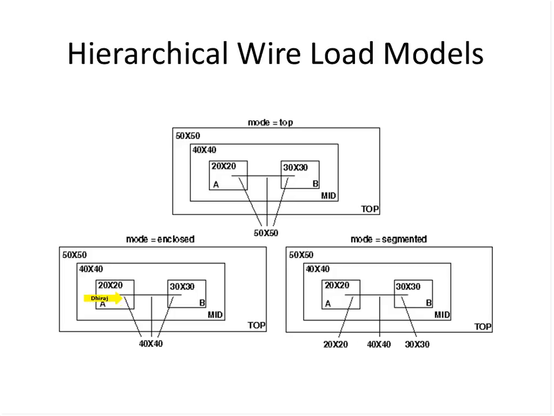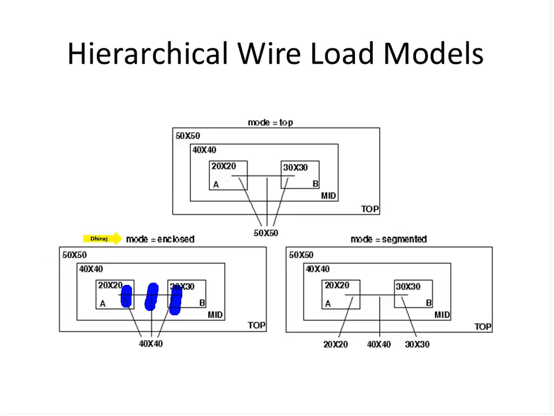20x20 does not enclose this net completely, 30x30 also does not. 40x40 encloses this net completely. So these are three segments, 1, 2 and 3. So it will choose the wire load model to be 40x40 if the mode is enclosed.